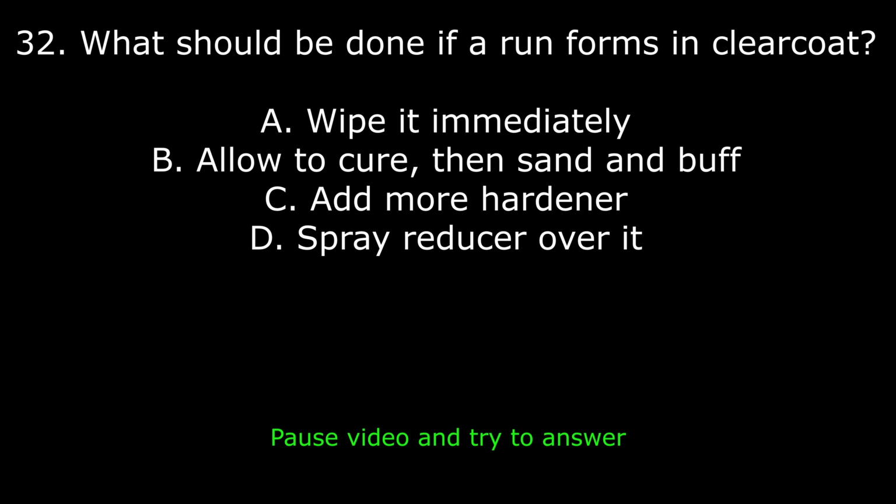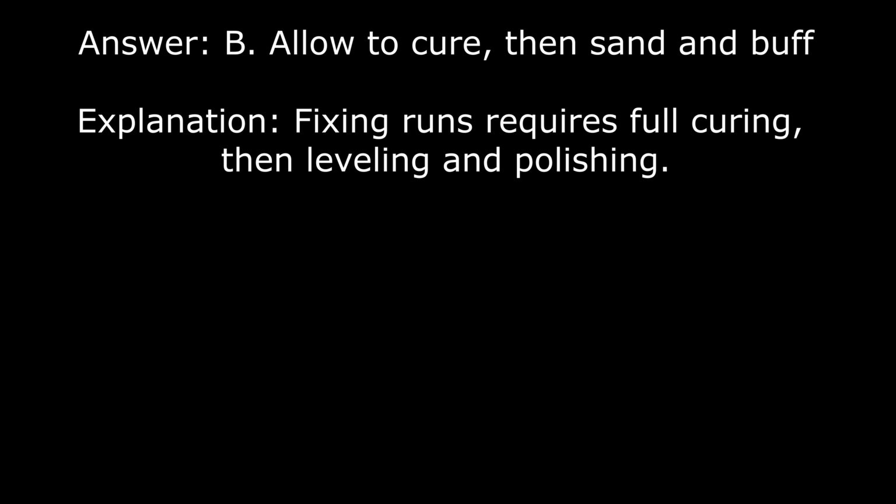32. What should be done if a run forms in clear coat? A. Wipe it immediately. B. Allow to cure, then sand and buff. C. Add more hardener. D. Spray reducer over it. Answer: B. Allow to cure, then sand and buff. Explanation: fixing runs requires full curing, then leveling and polishing.